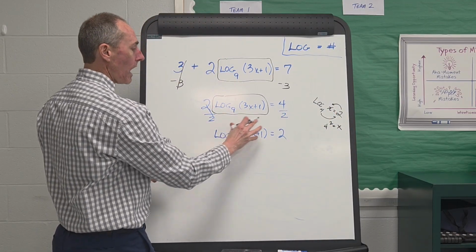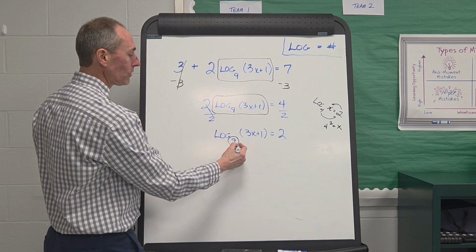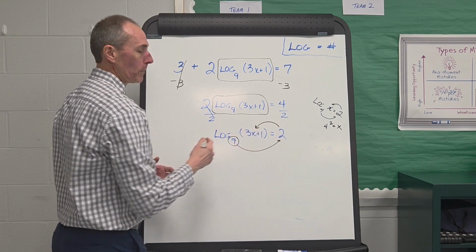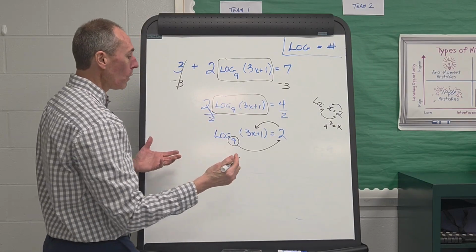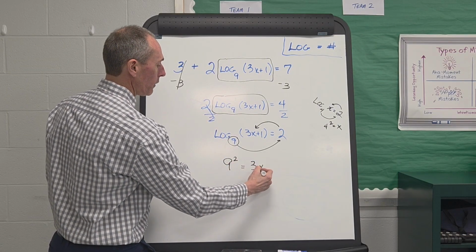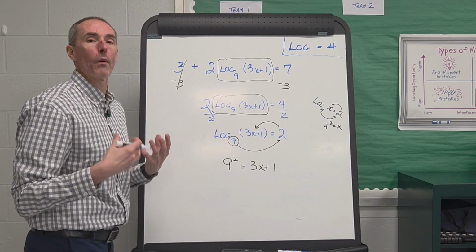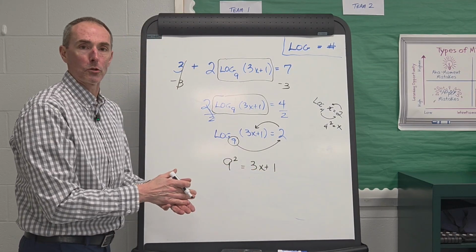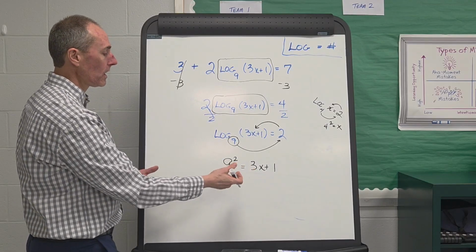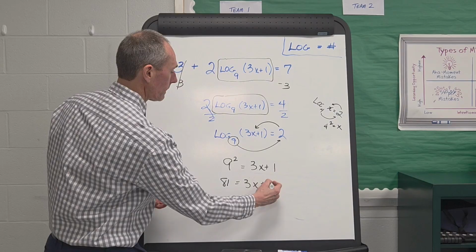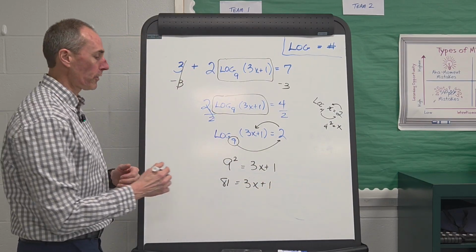So once we have a log equal to a number, we could take that base, raise it up to this power, and set it equal to the argument right there. So what that gives us is 9 squared equals 3x plus 1. So effectively, this is how we remove the log from the problem. And at this point, it just becomes a basic algebraic equation where we're solving for x. So here we have 81, and then we're just getting rid of the 1 and the 3.